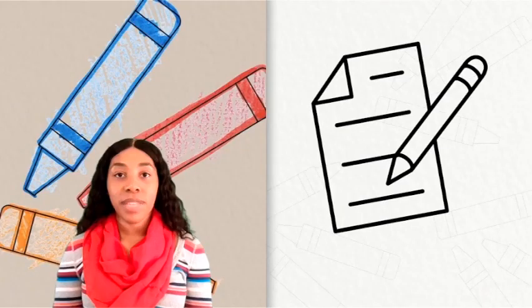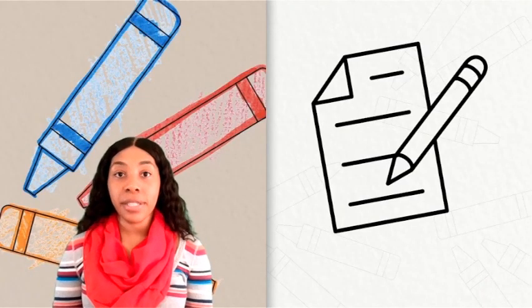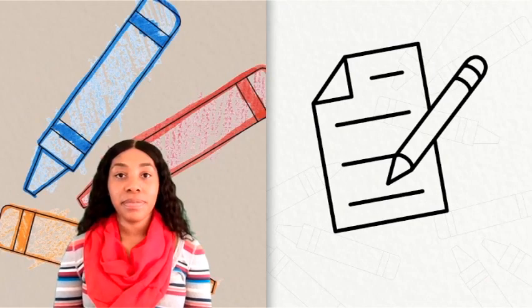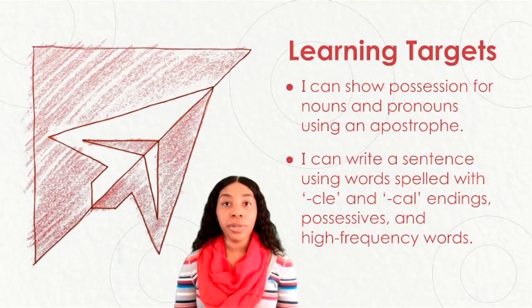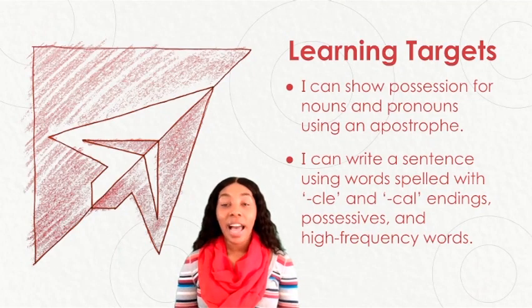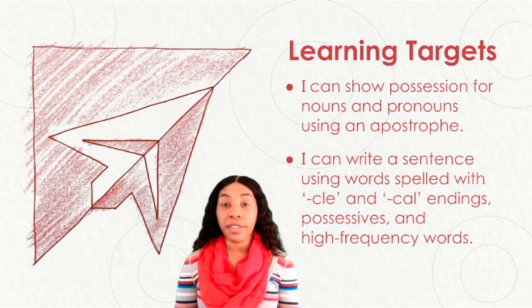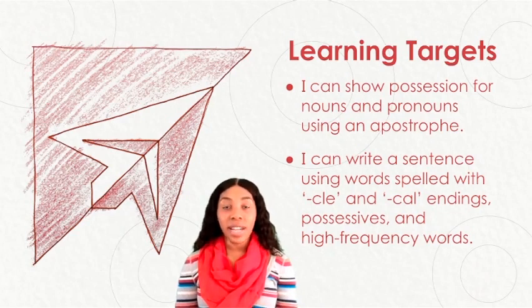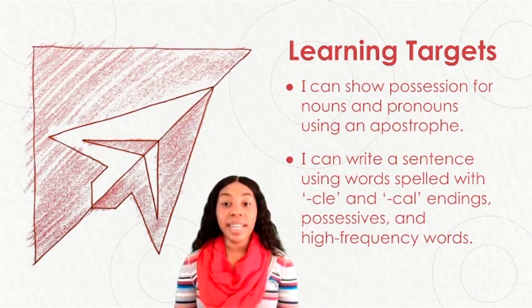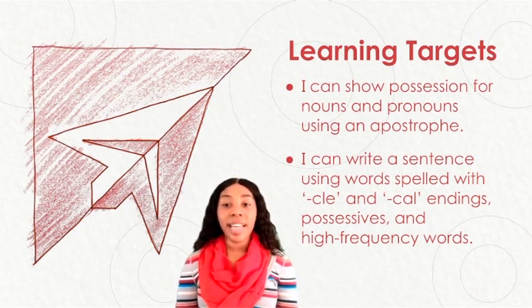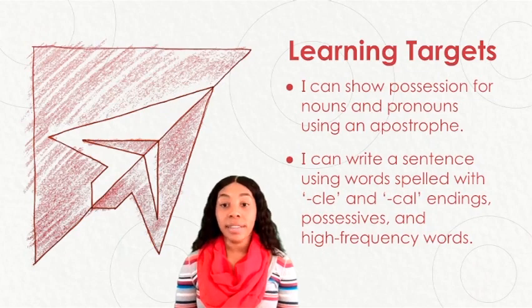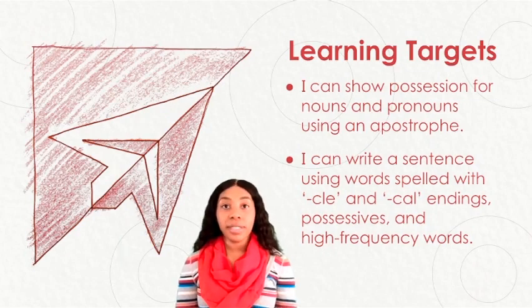Materials. You will need a paper and pencil for our learning today. We have 2 new learning targets. Please follow along with me as I read them. Our first learning target says, I can show possession for nouns and pronouns using an apostrophe. The second learning target says, I can write a sentence using words spelled with CLE and CAL endings, possessives, and high frequency words.